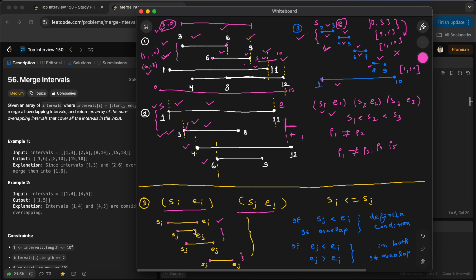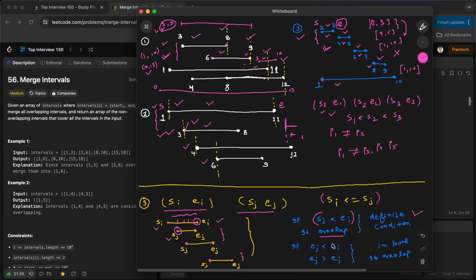So in the overlap case, what is happening? In all cases we sort on the basis of start point, so si will always be less than sj. But it will overlap when sj comes before ei, right? So in all cases, if sj starts anywhere just before that, in this range, it will overlap. So if sj is less than ei, and we already know that si is less than sj, then we can be definitely sure that it will overlap.